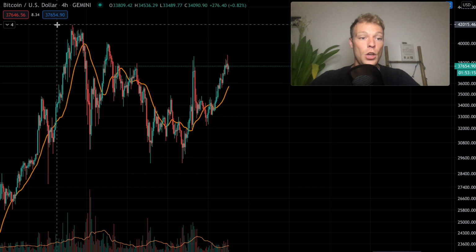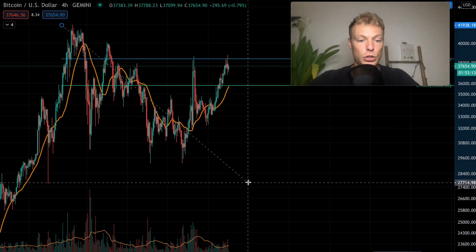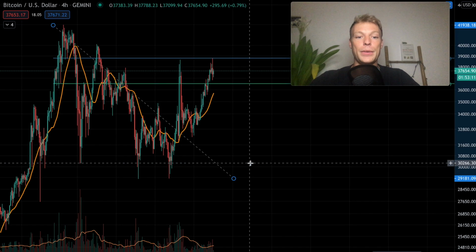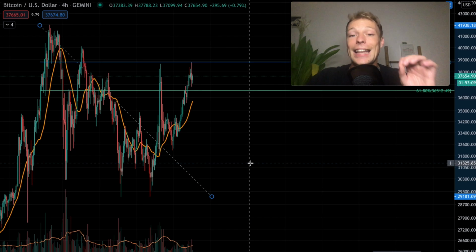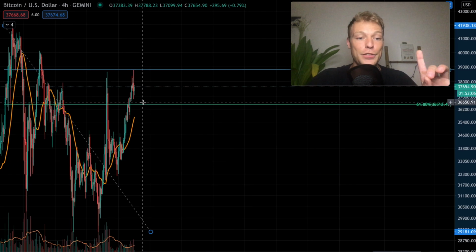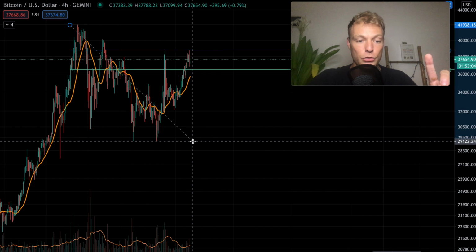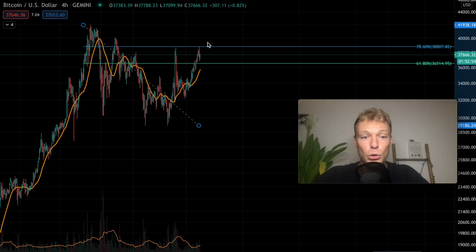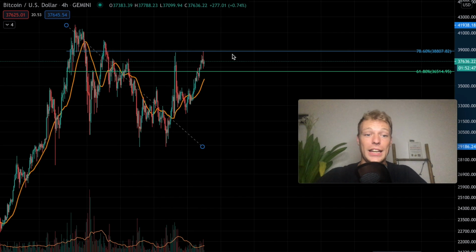And I'm going to draw the Fibonacci level right here from the top till the bottom of this formation, and then we can see that we are seeing a lot of resistance at the 78.60% right here. Guys, right here we can see the blue line is the 78.60%. Below here we have the golden ratio, of course, the 61.80%.